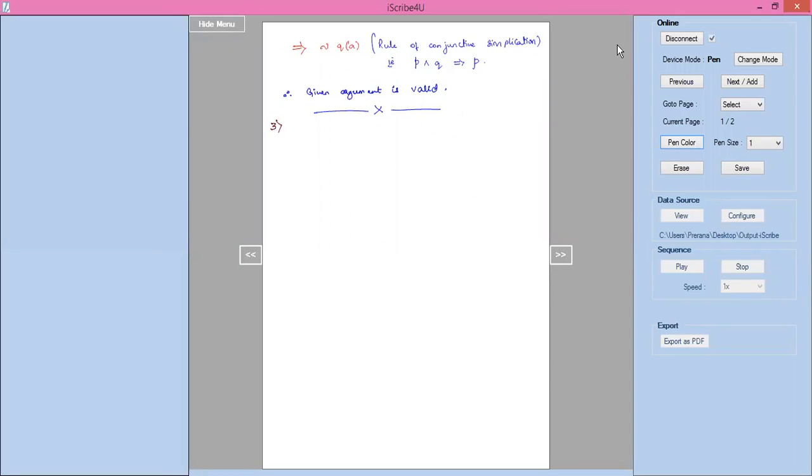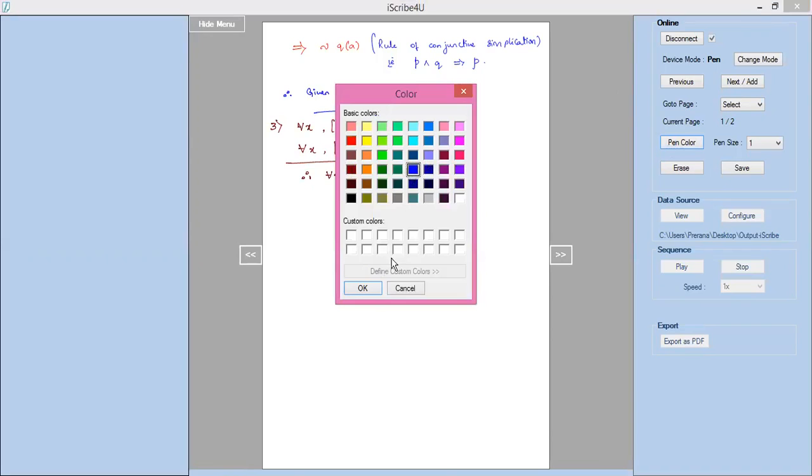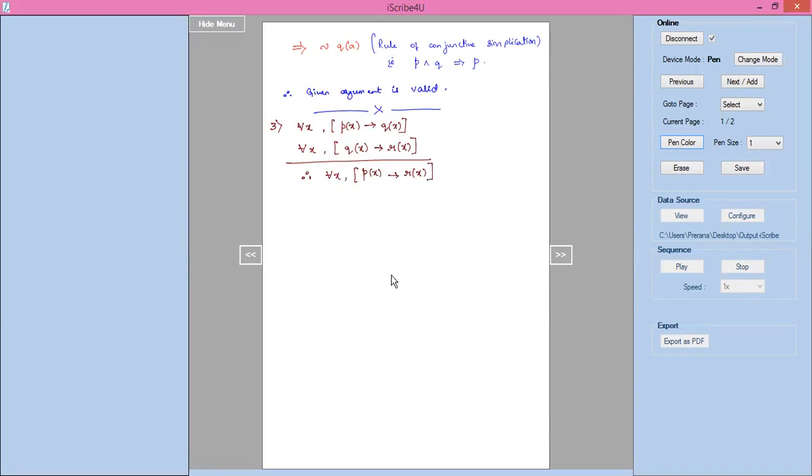We'll see the third problem. For every x, P of x conditional Q of x, for every x, Q of x conditional R of x. Therefore, for every x, P of x conditional R of x. So this is the required argument. Here the argument is not given in the form of a statement problem. It is directly mentioned with respect to the open statements P, Q, R, P of x, Q of x and R of x. X is the universal set here. So x is an element in the universal set. Okay. So let us see the solution.